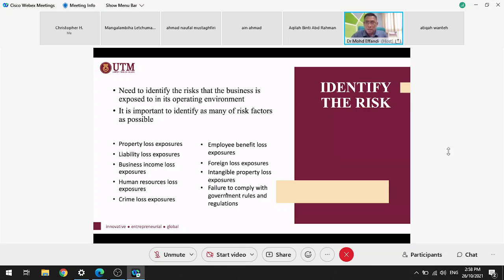Okay, what will be the loss exposure that you will encounter? In terms of business, it might be your property. You have to sell your property. You have to lay off workers little by little. The business income might not be what you expect. Instead of income, you're losing your money. Those are the things that we need to identify, the risk first.